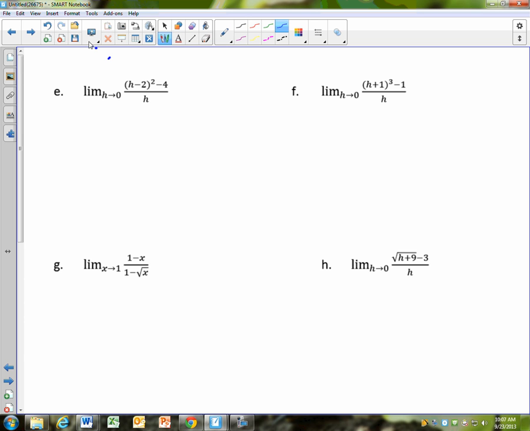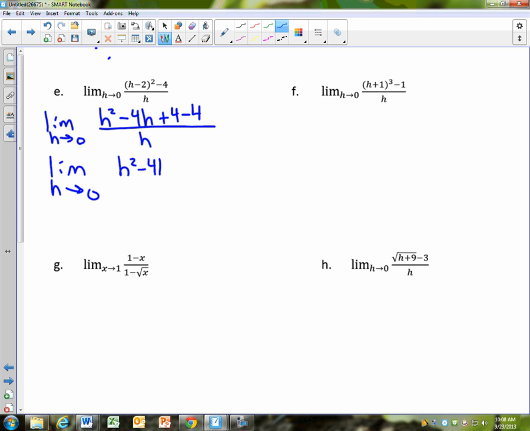Okay, so if we change this to the limit as h approaches 0, you can't stop writing the limit as h approaches 0, whatever it is, until you actually substitute that value in. So you need to continue to write this. And what do we get if we square out h minus 2? That'll be the limit as h approaches 0 of h squared minus 4h over h.